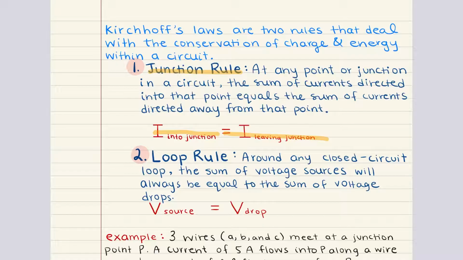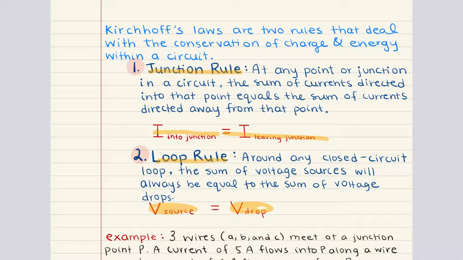Then we have the loop rule. This applies to any closed path or loop in a circuit. It states that the sum of the voltage sources around the loop must be equal to the sum of the voltage drops across the circuit elements. In other words, the voltage of the source is equal to the voltage that drops. This rule ensures that all the energy supplied by the sources is fully accounted for in the circuit, with none lost and none created.